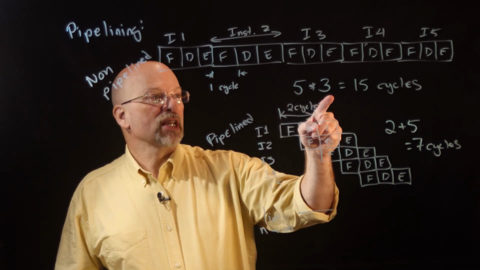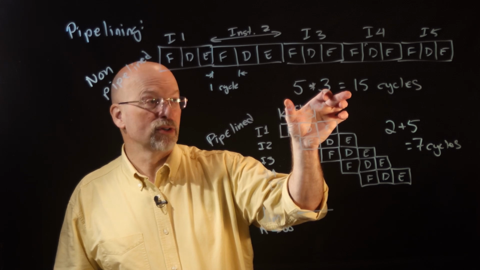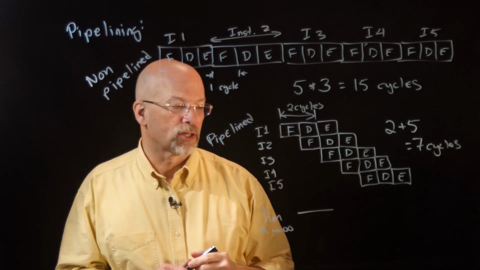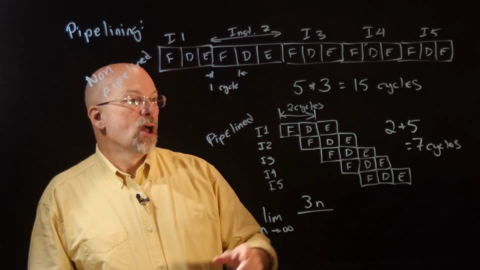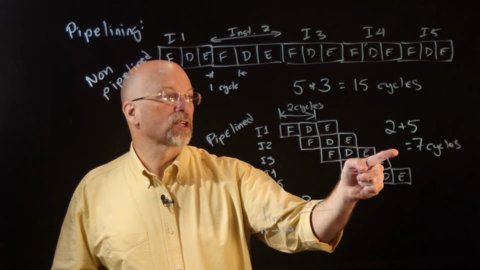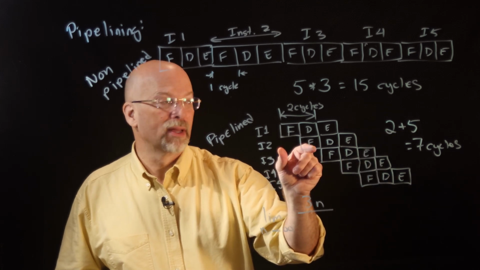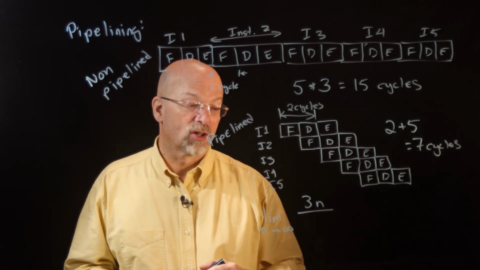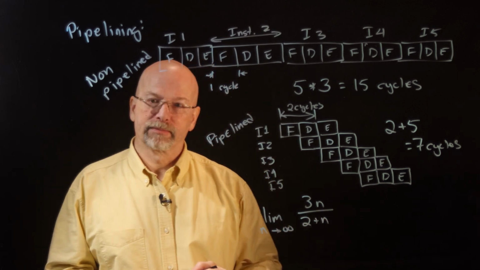Well, what is the expression for my non-pipelined version? It's the number of instructions times the number of stages per instruction. So this becomes 3n. All right. What is the expression for the pipelined version? Well, the expression for the pipelined version is 2 cycles to fill the pipe, but then 1 cycle for each of the instructions for execution. So I've got 2 plus n.